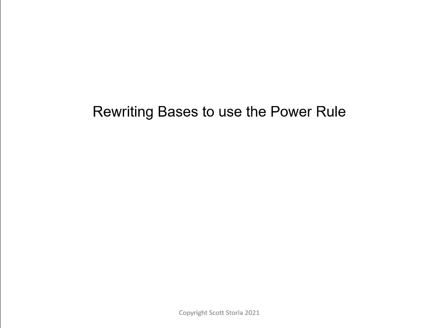In this video, we're going to practice rewriting bases so that we can use the power rule for exponents. Here's an example. I need to rewrite the base, that is the 27, into exponential form, and then I'm going to simplify using the power rule for exponents. And remember, the power rule says if we have the power of a power, we can multiply the exponents. So I look at 27, and I'm going to write that in exponential form as the third power of 3.